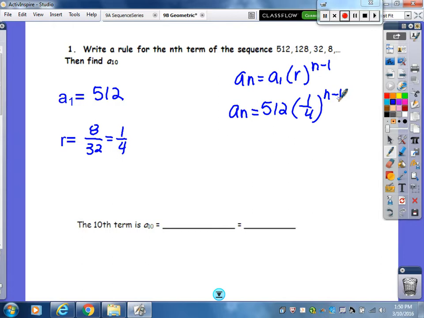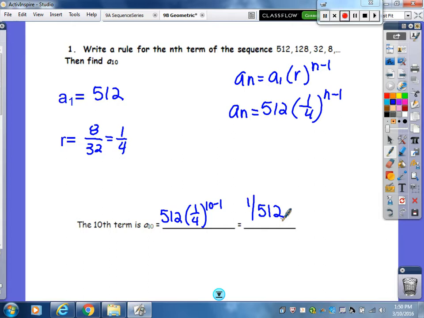So you might find geometric a little bit easier to clean up. Alright, let's find the 10th term now. So we're going to go 512 times 1/4 to the 10 minus 1. And here again you can use your calculator, and do leave this as a fraction. So you should get 1 over 512. Alright, so that's the easier example.